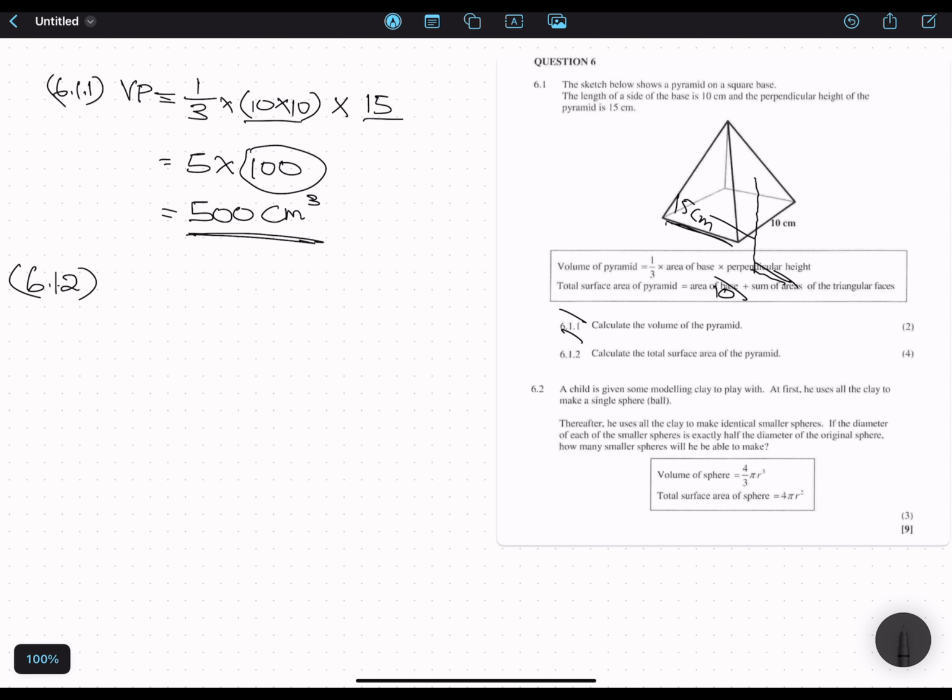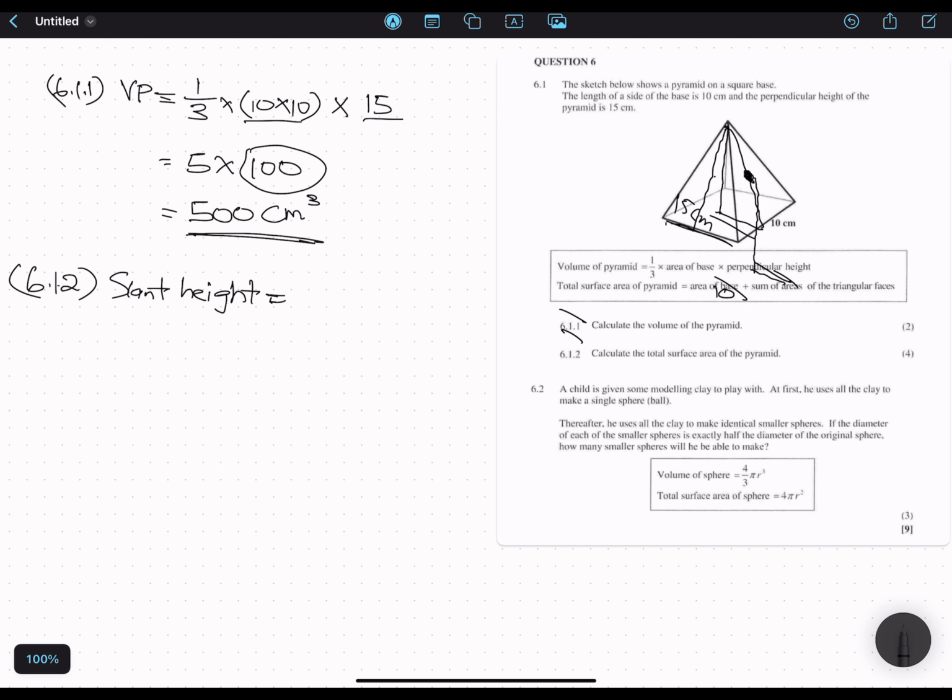To find the area of each triangle, the first thing we have to do is calculate the slant height. Remember, here you can draw the perpendicular, then you draw this, then this. We want this slant height, which goes onto each and every triangle like that, right? To calculate that we can use the theorem of Pythagoras, because they said the perpendicular height of the pyramid is 15.